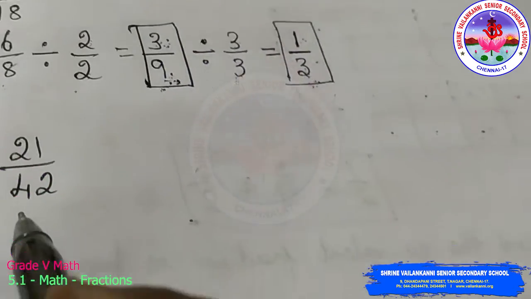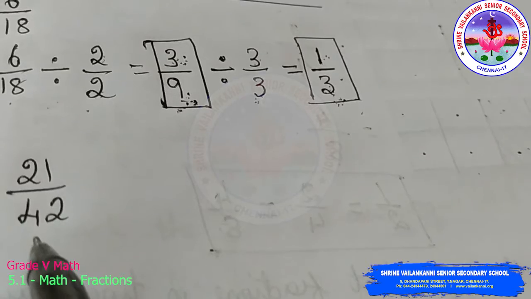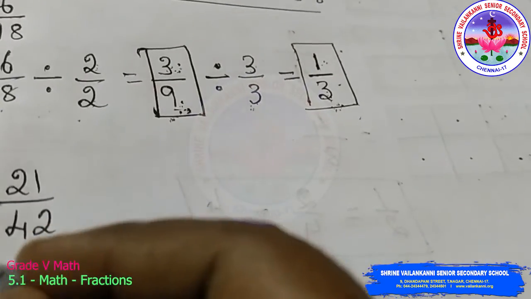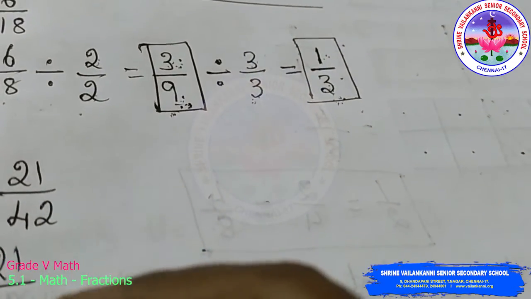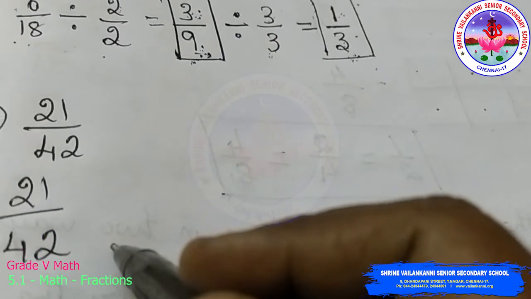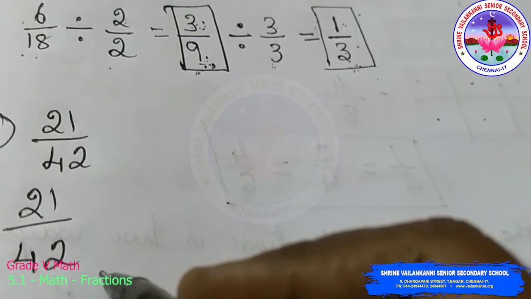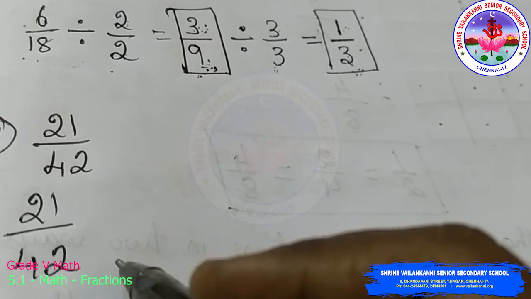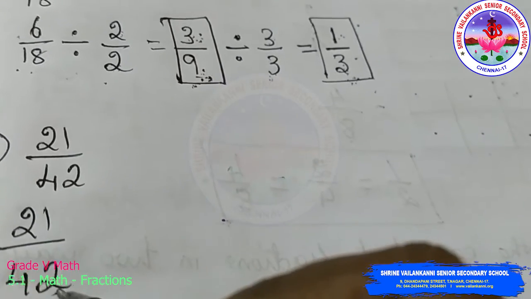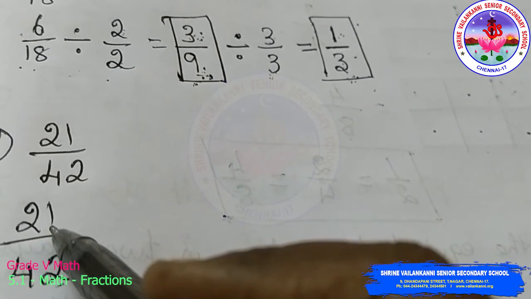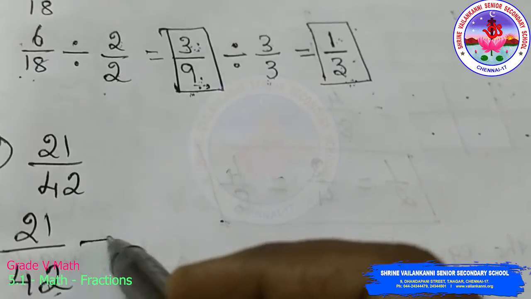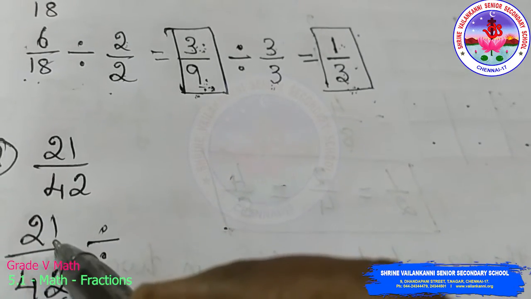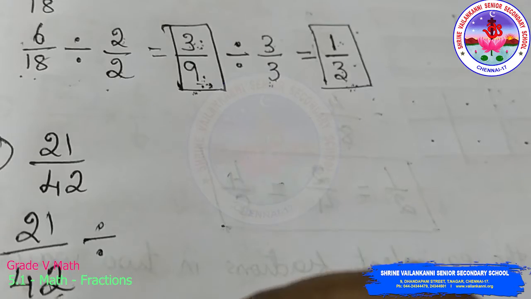So I'll show you one more example sum, 21 by 42. For this 21 by 42, I have to take a common factor for 21 and 42. You will get 42 in the 2 table, but 21 you will not get in the 2 table. So check with the 3 table. In the 3 table I will get 21 as well as 42.